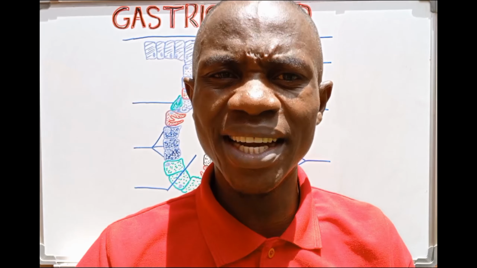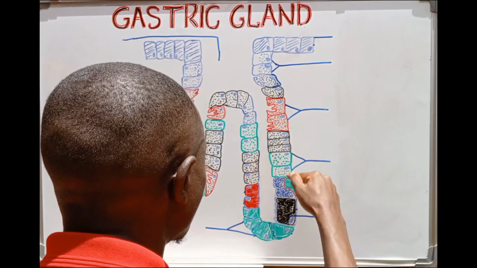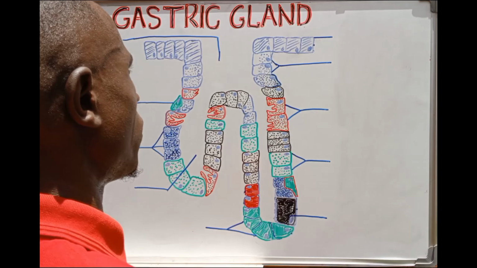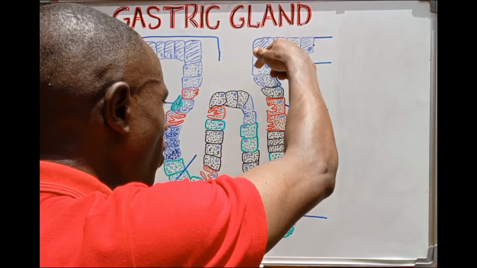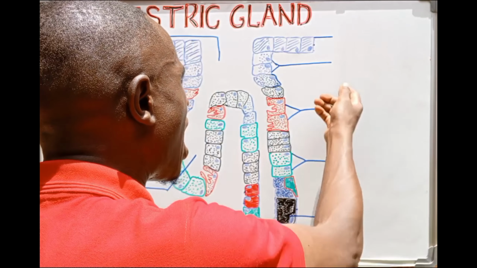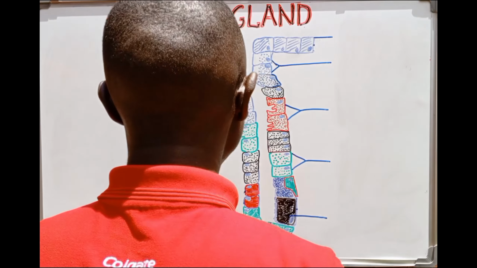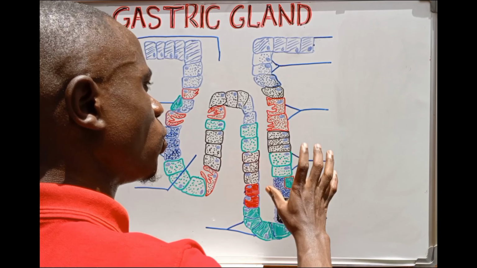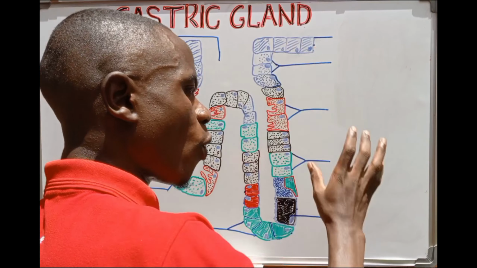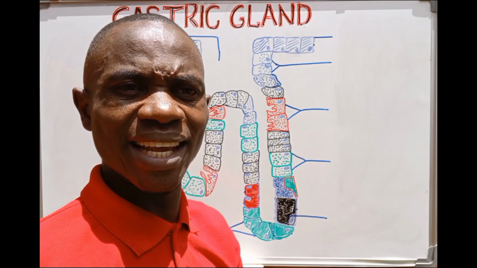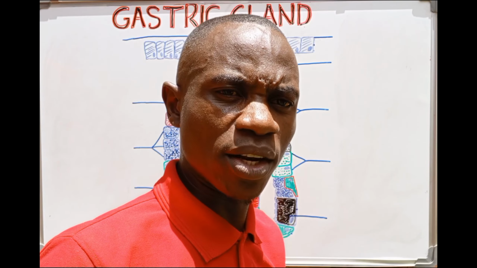Let's look at the cells that make up this structure we are calling the gastric gland. This gland contains a lot of cells, so we need to know what to call them and what substances come off from these cells. Some of these cells produce their secretions into the stomach, while some produce their substances into the blood, and those are part of the enteroendocrine cells.